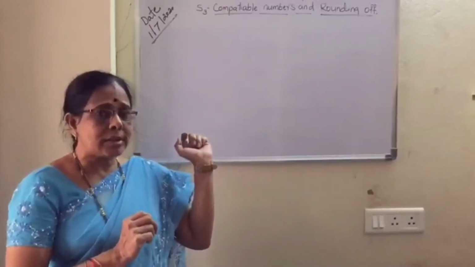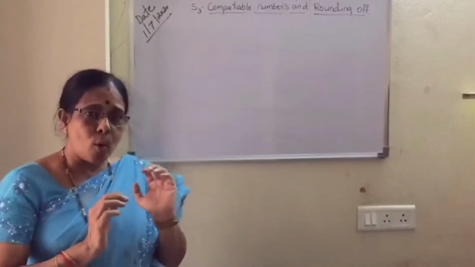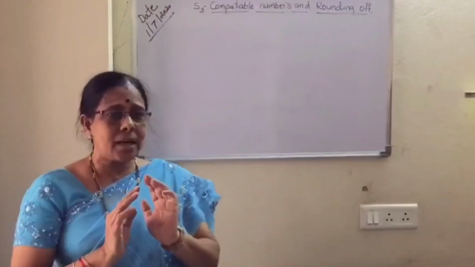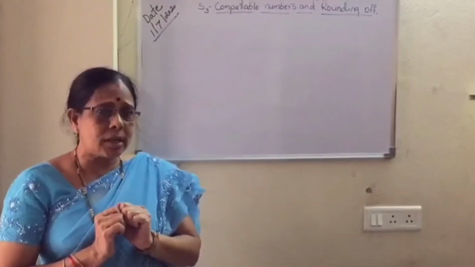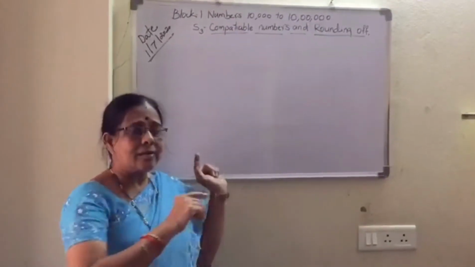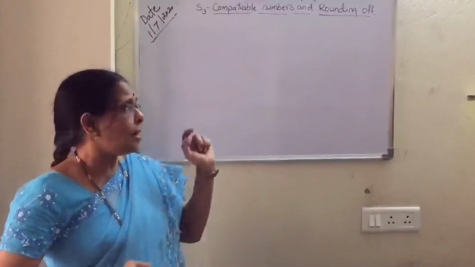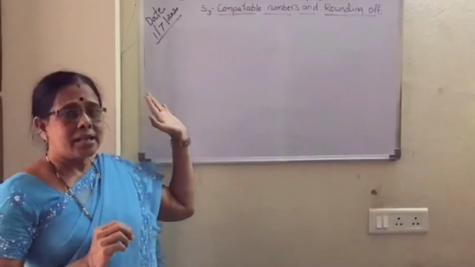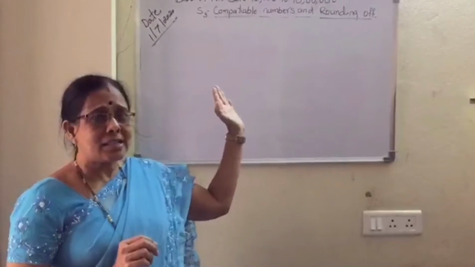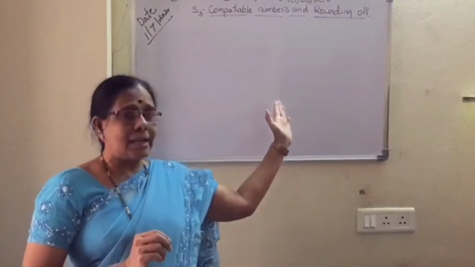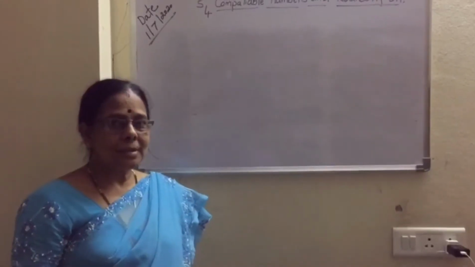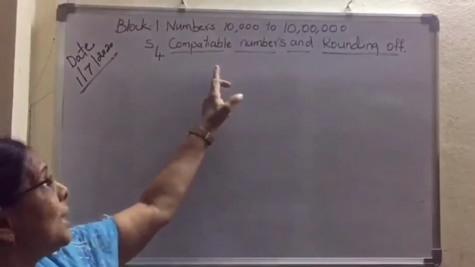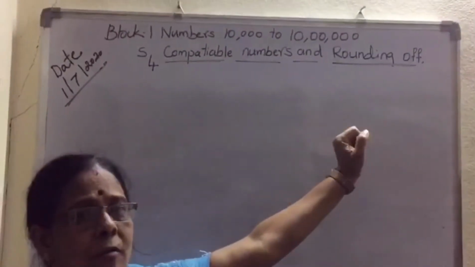Order means what will you do, children? If you have more than 3 numbers and you arrange them in ascending and descending order, what will you do? First we'll draw the boxes and write the places in each box, and write all the numbers in the boxes. We'll start from the highest place value and arrange the numbers in ascending and descending order. Children, today I am going to teach you compatible numbers and rounding of numbers.